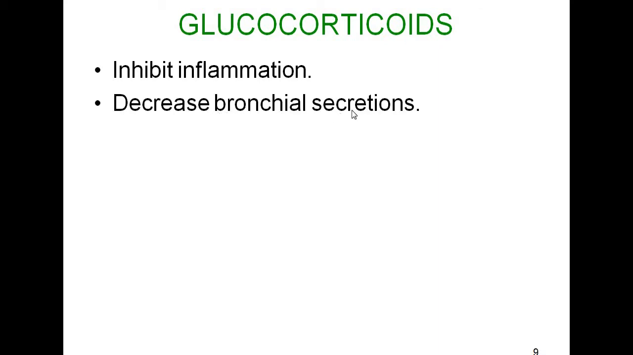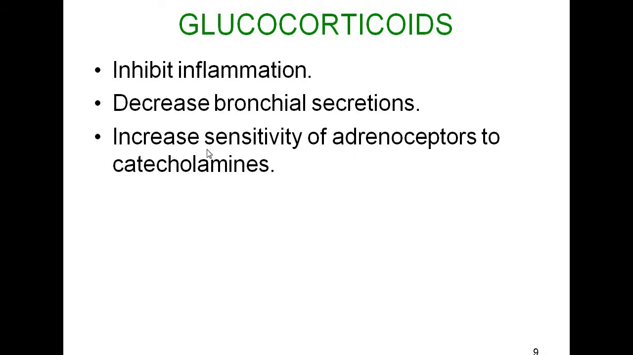Glucocorticoids decrease bronchial secretions. Glucocorticoids increase the sensitivity of adrenoceptors to the catecholamines or any adrenergic agonist. So with salbutamol along with glucocorticoid, the sensitivity of beta-2 receptor is increased.